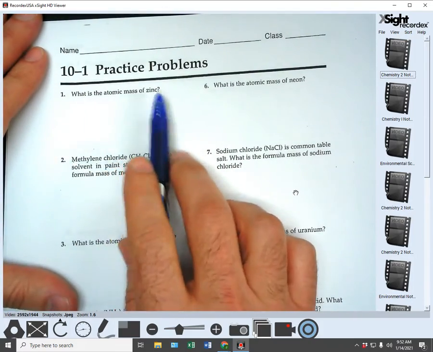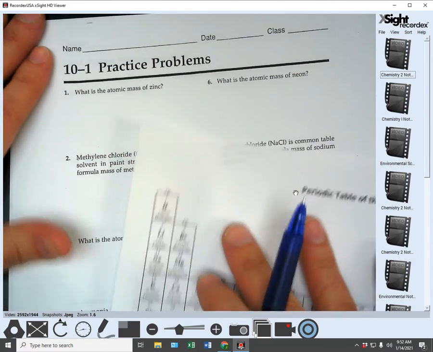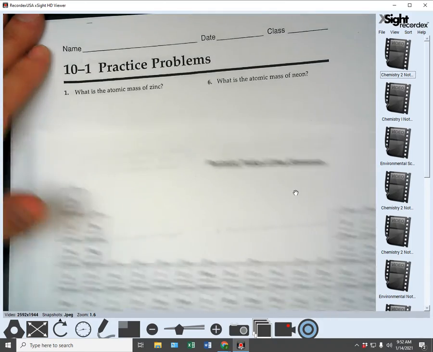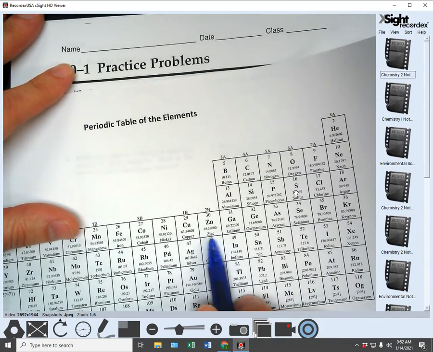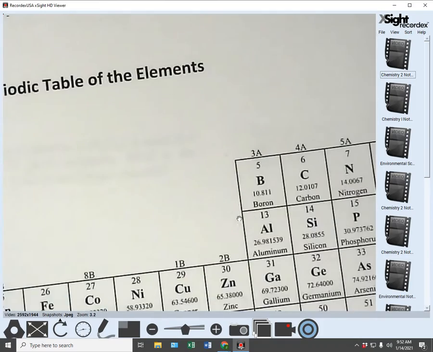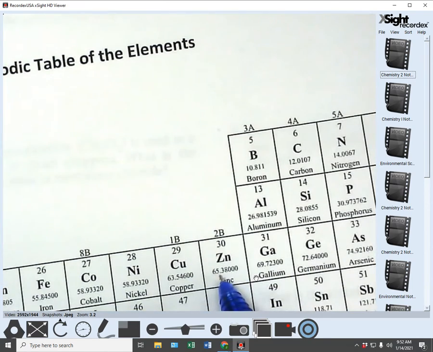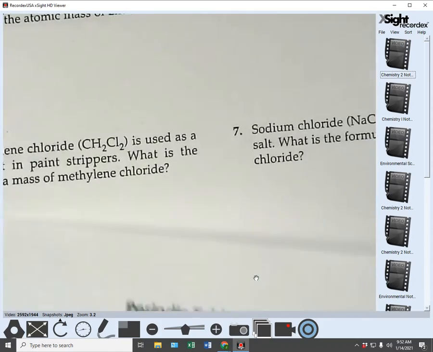So what is the atomic mass of zinc? When they're asking for the atomic mass of just the element, all you need to do is go to the periodic table, look up the element, so zinc is right here, and write it down. Now, if you round these to 1 decimal place, that's okay. I think in the book they have them all written out, but you need to go to at least 1 decimal place. So if you were doing zinc, zinc is 65.38. You could write the whole thing, 65.38, or you could do 65.4 because the 8 rounds the 3 up.